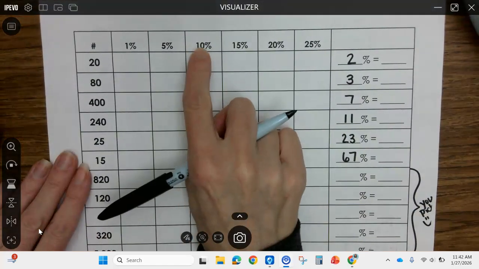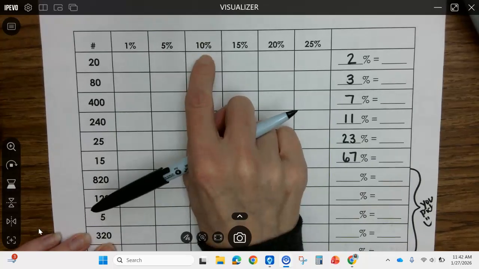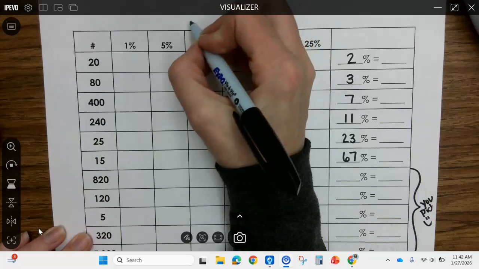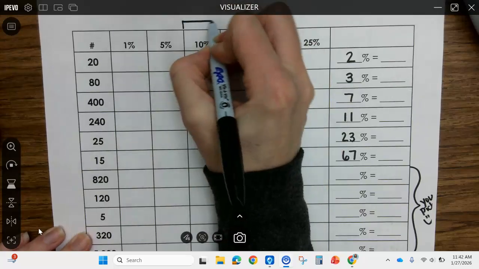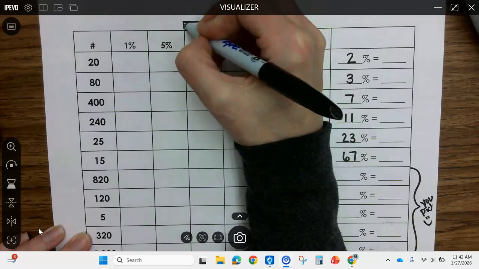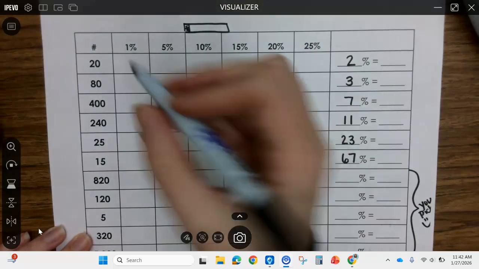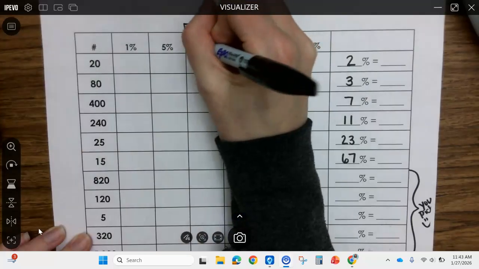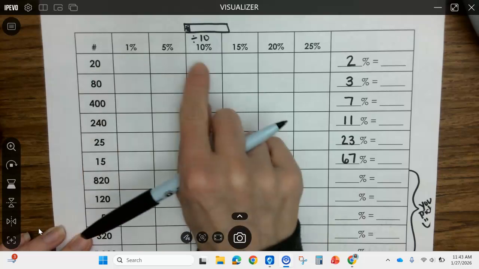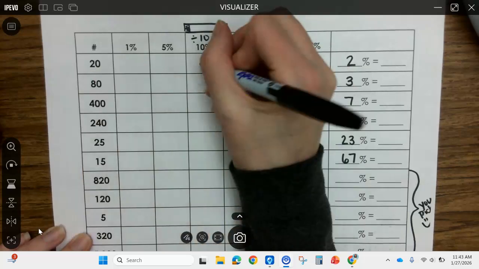All right, so 10% is actually what I'm going to start with on this one. So 10% means we take the whole amount and then we break it up into 10 pieces. I'm not going to draw all 10, but it's like that one of the 10 little pieces. So we could take this number and divide it by 10. So 20 divided by 10 would be 2.